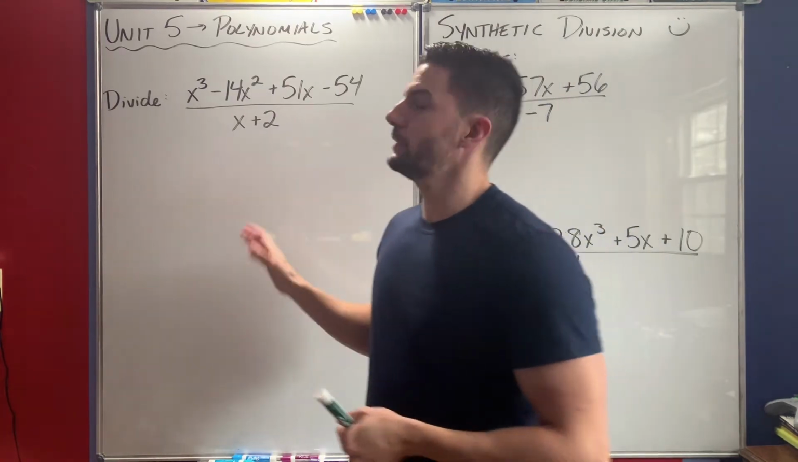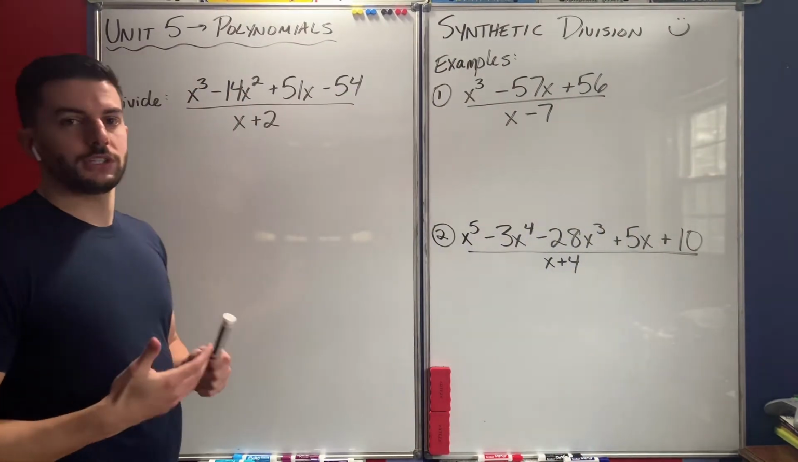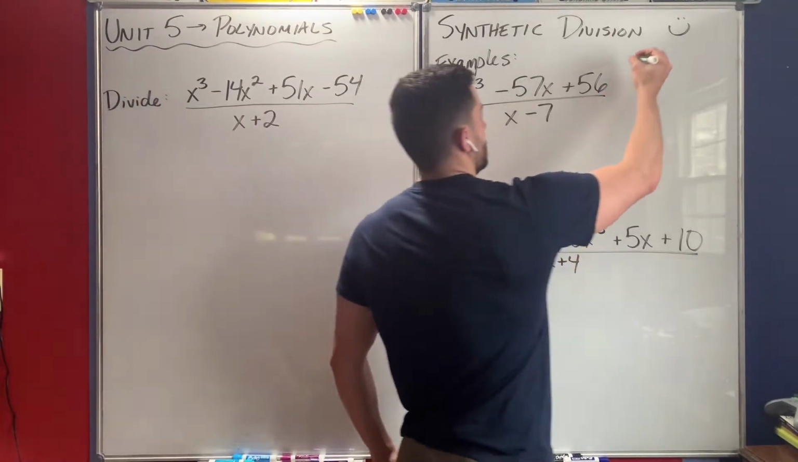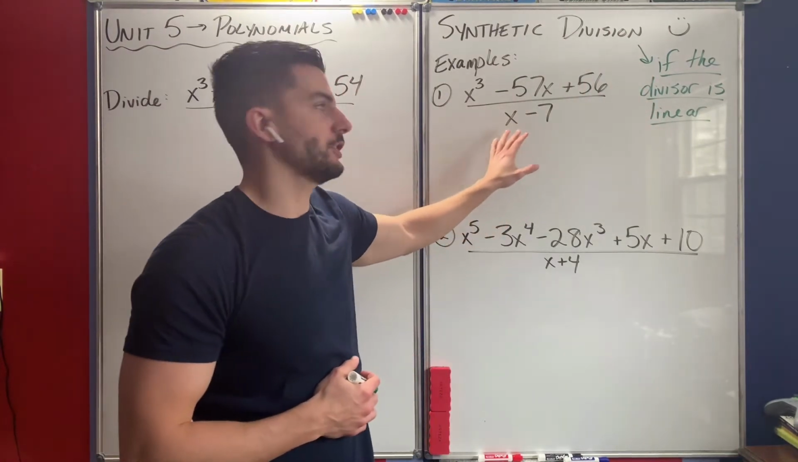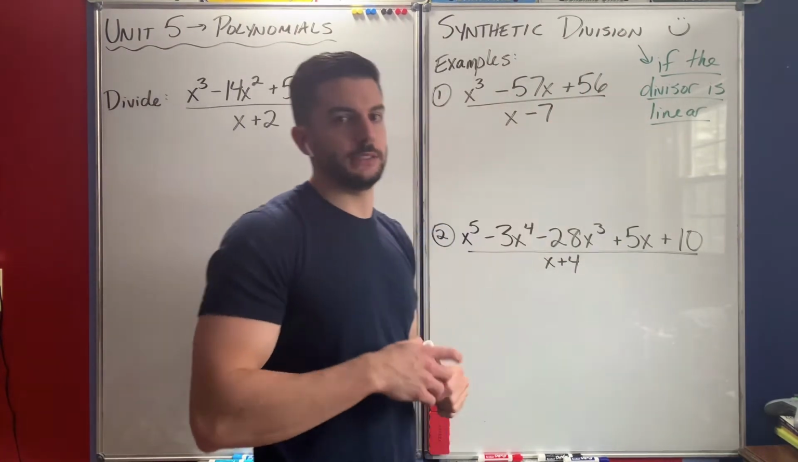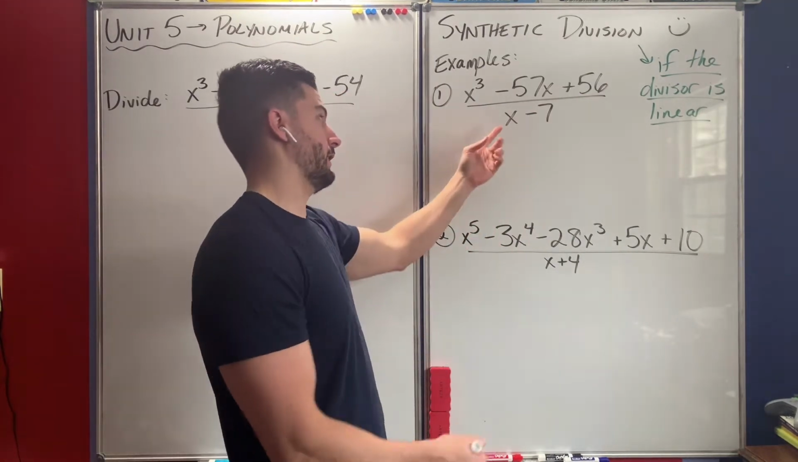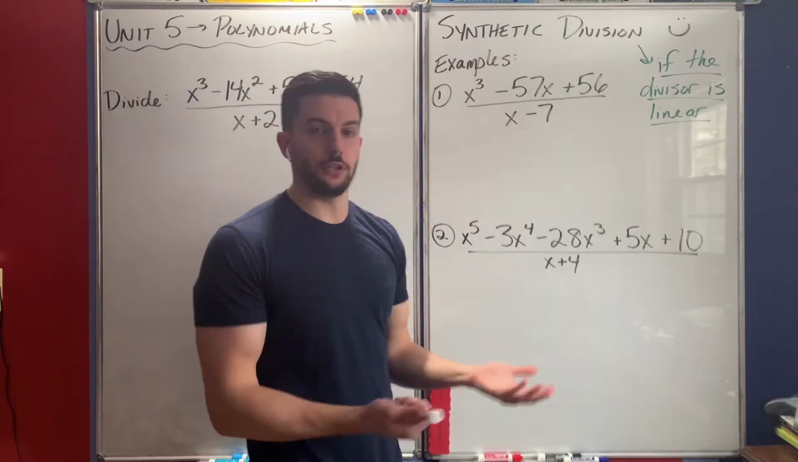Now this is a strategy, I'm just going to say this right at the beginning. This only works in certain situations. You can only use this strategy if the divisor, the bottom of the fraction, is linear, which means it has just an x to the first as its highest exponent. If it had an x squared, or if we would call that a quadratic, you couldn't do this strategy.